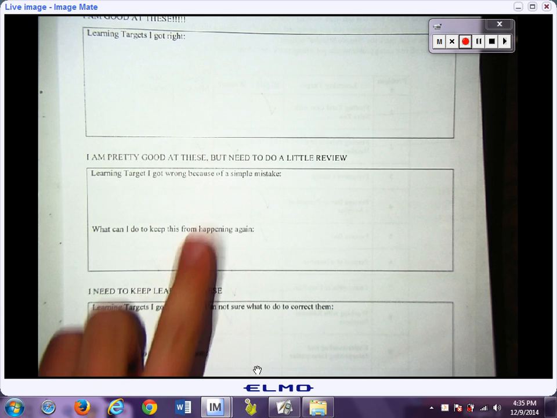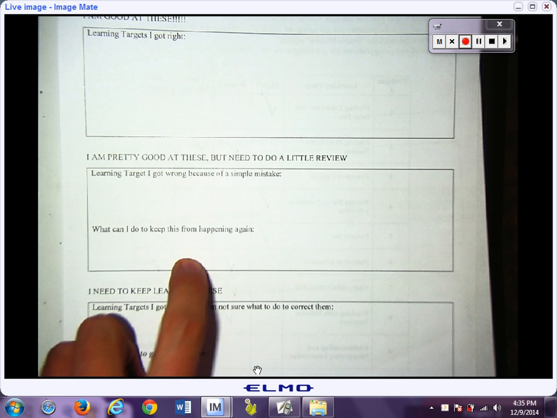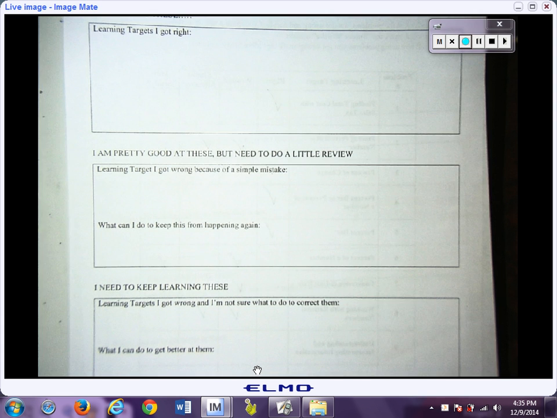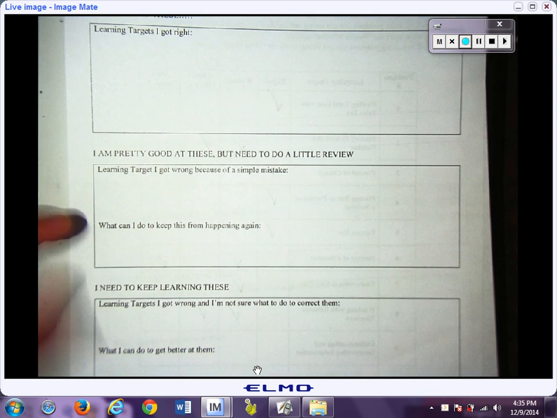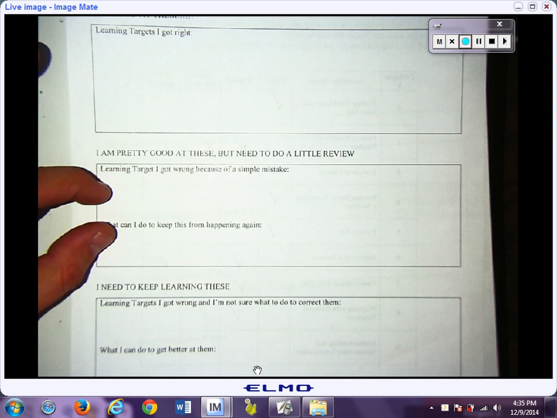And I need you to tell me what you're going to do to help keep this from happening again. Maybe you're going to check your work or check your math twice, or maybe you're going to watch your decimal place. Whatever it is, write down what you're going to do. And you do need to have something written here for both of these parts.